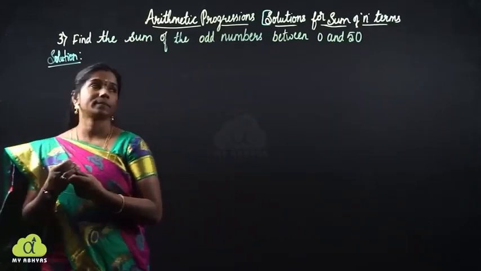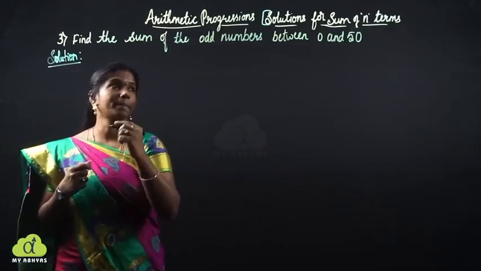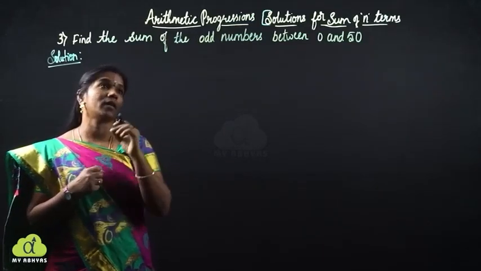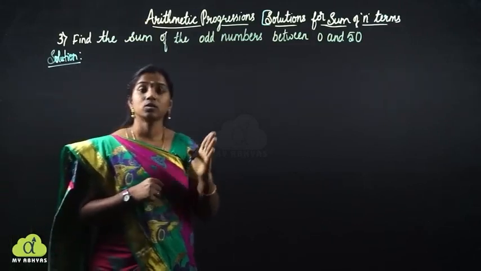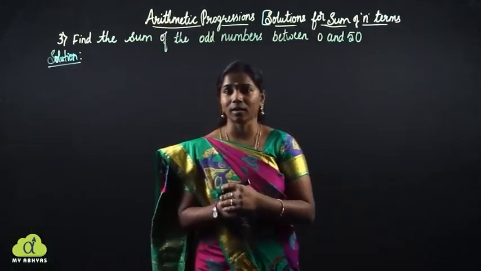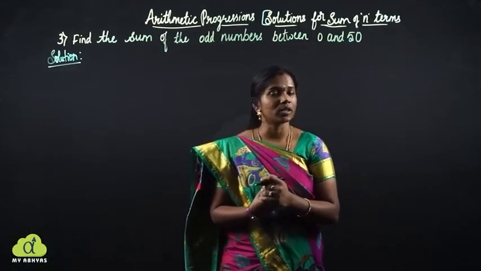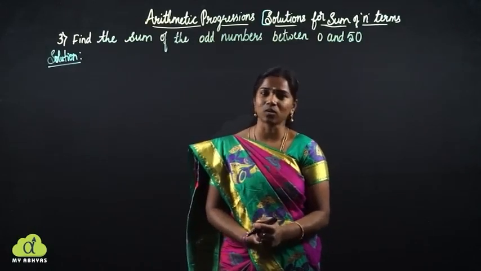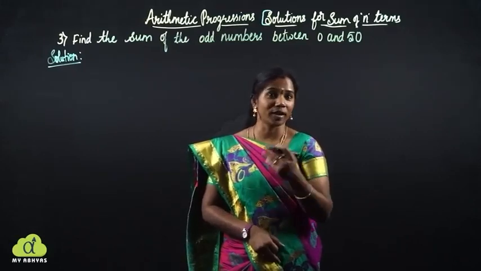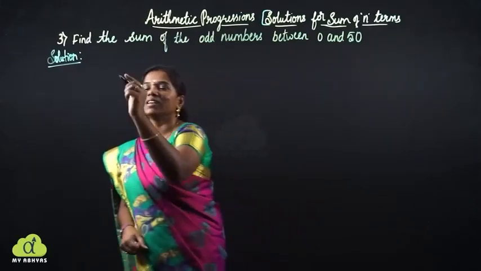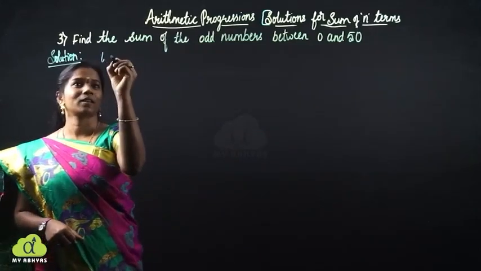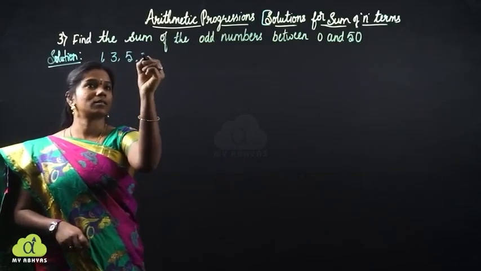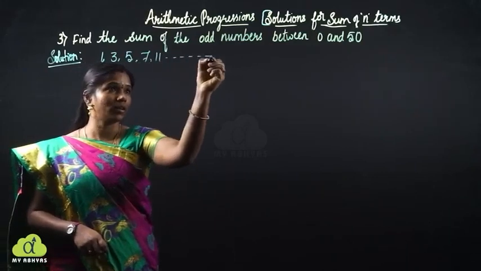What is the AP? We have to form the AP by writing the odd numbers. So recall the concept of odd numbers: the numbers which are not divisible by 2 are called odd numbers. You know this concept very well. So why waste time? Start now. It is 1, 3, 5, 7, 9 and so on.